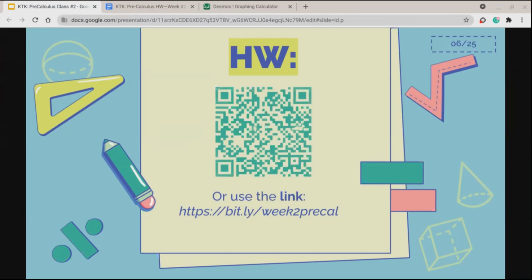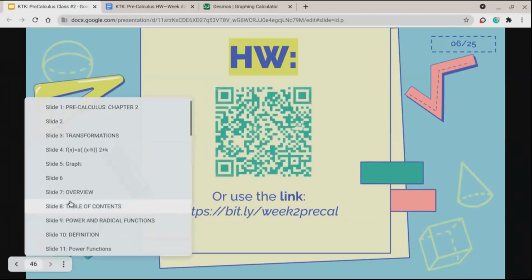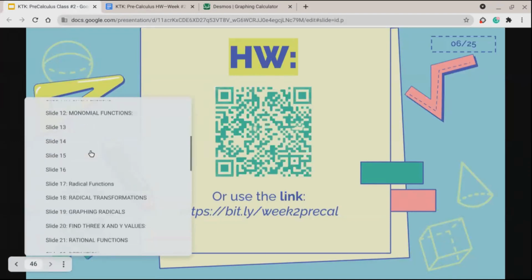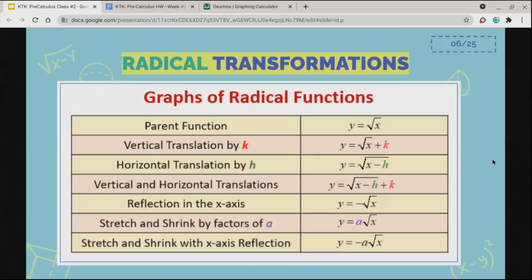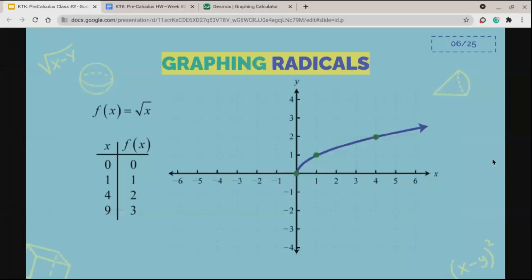Someone said, can we go over graphing radical functions again? Absolutely. So let's go back. Make sure you scan this QR code or get the link. Let's go back to graphing radical functions. There we go. So this is radical function transformations, which can also help you graph your radical functions. But graphing radicals, what we went over today, is basically the simplest way that I find to graph radical functions when you're just starting out with them, which is picking a few points that will give you a clean answer.